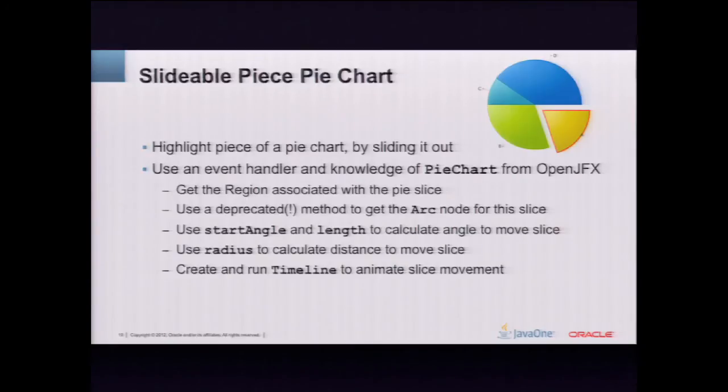Then you can use the radius, combining with that information, you can say, okay, how far do I want to move it? And by knowing the angle, you can calculate which direction you want to move it into, which gives you a translation in the x and y coordinates using simple trigonometry to figure out where to move it to. And then by using a timeline, you can create an animation, you can slide the piece of pie out, and you can slide the piece of pie back in. So I'll show you a demonstration of that in a moment.